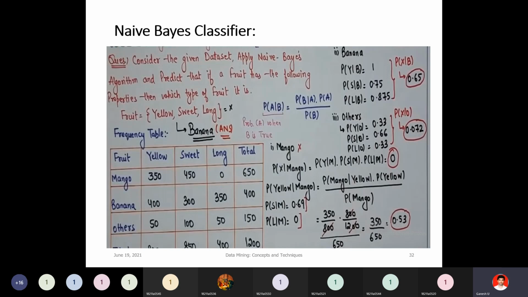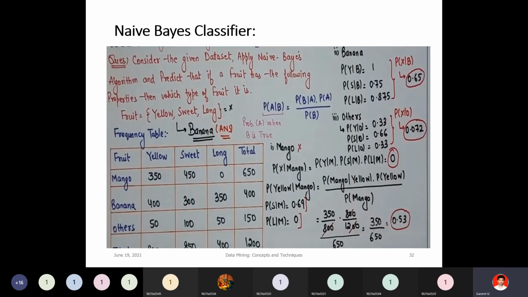Next, P of yellow we have to find out. Yellow, sweet, long. Total fruits are 1200. In that, how many yellow? Here 800. So yellow is 350 plus 450, 800. So 800 by 1200. Next, P of mango. What is mango? 650. 650 by total fruits 1200. So 650 by 1200. See here, P of yellow, P of mango.